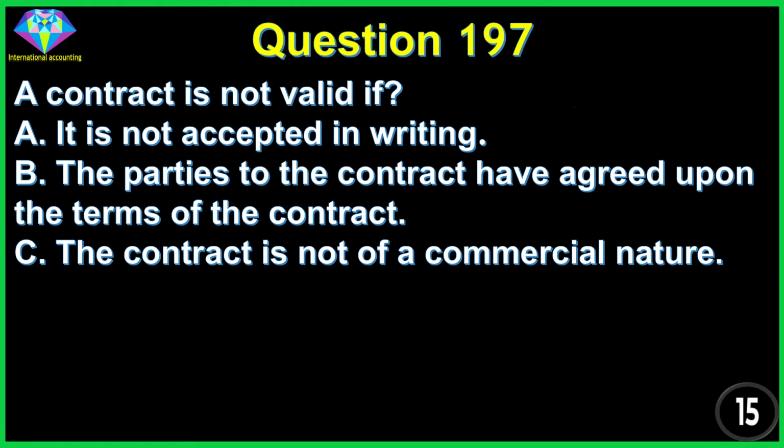Contract is not valid if A. It is not accepted in writing. B. The parties to the contract have agreed upon the terms of the contract. C. The contract is not of a commercial nature. The answer is C. The contract is not of a commercial nature.